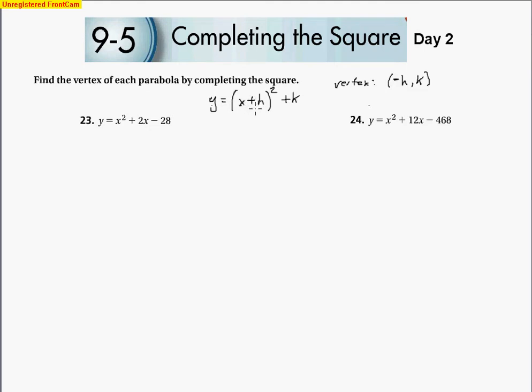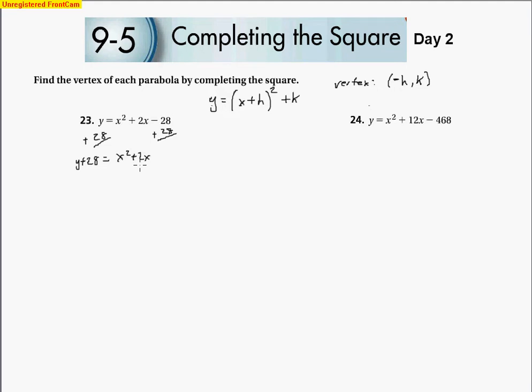And so let's take a look at our first problem here. When we see one of these problems, the first thing we're going to do is the same thing we did before when completing the square: we're going to bring the 28 to the other side of the equation. The difference is we're just going to keep y there. So it's going to be y plus 28 equals x squared plus 2x.